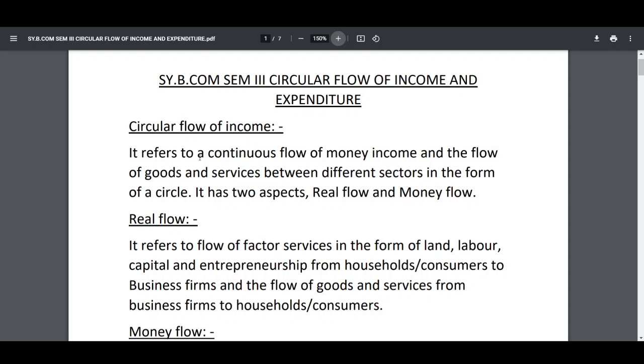Circular flow of income. It refers to a continuous flow of money income and the flow of goods and services between different sectors in the form of a circle. It has two aspects, real flow and money flow.